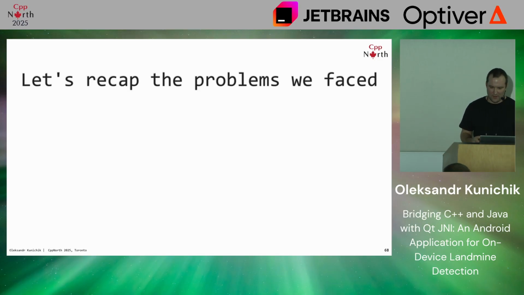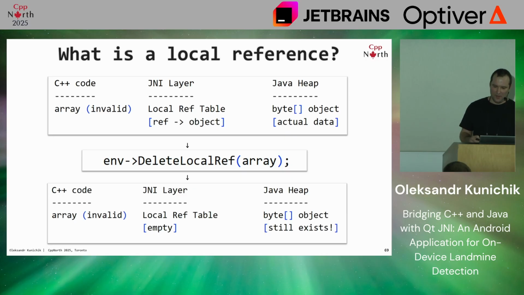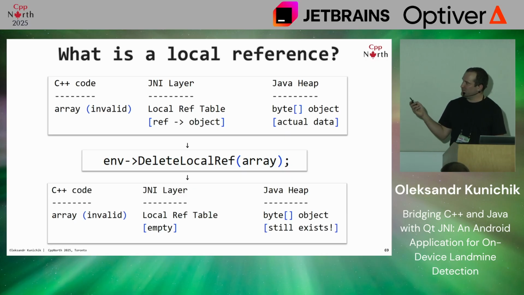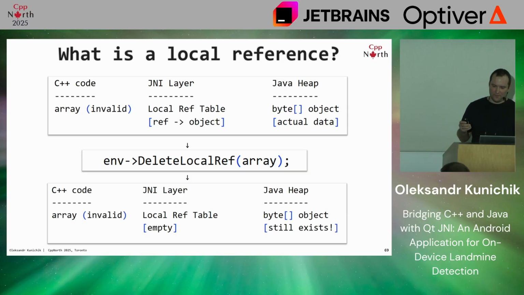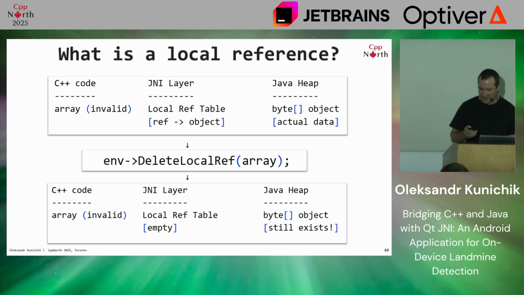Now let's look at the problems we faced along the way. But first of all, let me introduce local references. A local reference is not an object, it's a table entry. It points to the Java object, prevents garbage collection, and gives C++ access. Think of it like handles in C. The reference isn't the file, it's your access ticket. Close the handle, the file still exists. Delete the reference, the Java object still lives. But it could be deleted anytime.